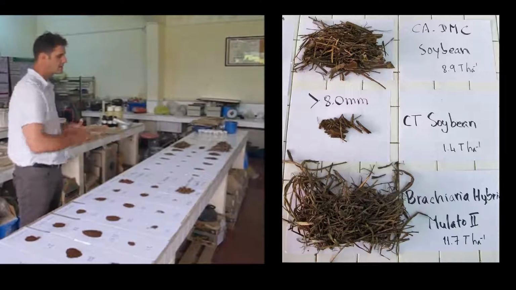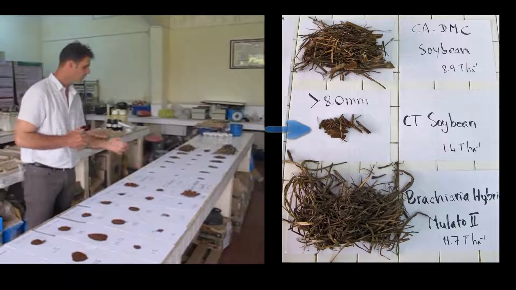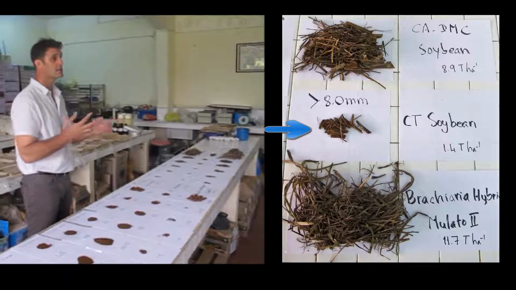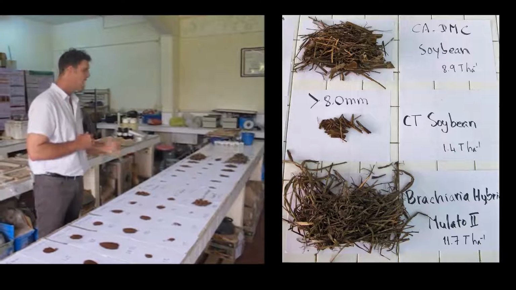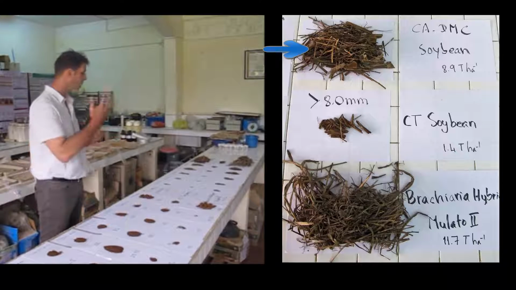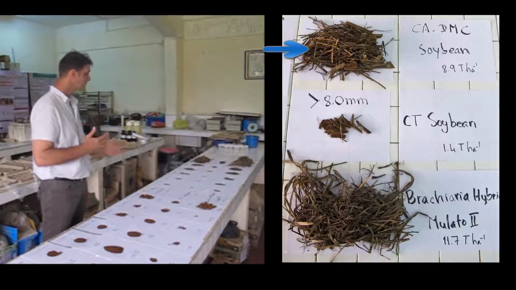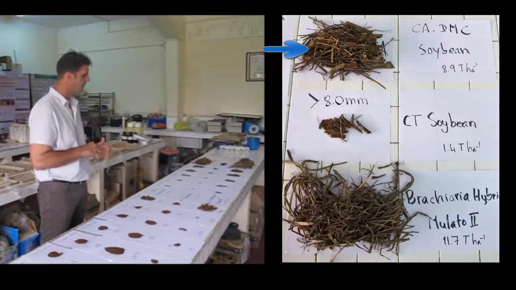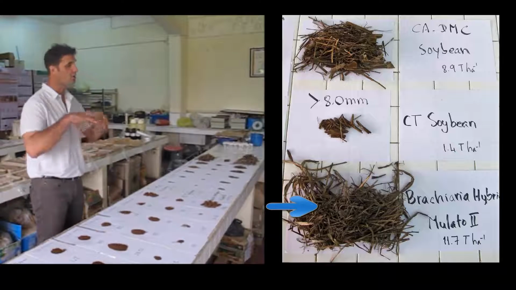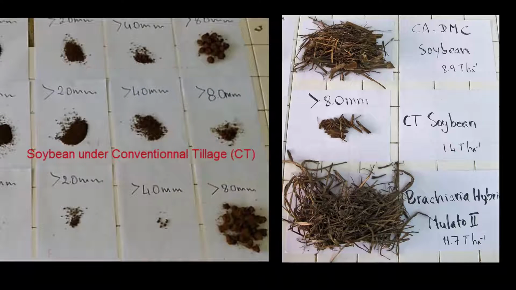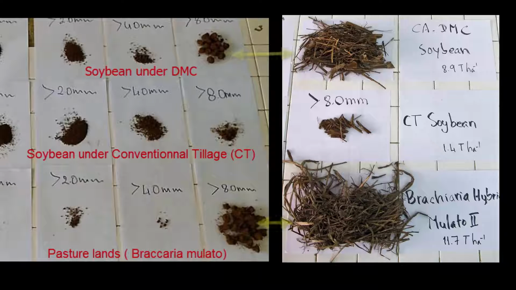So, obviously we have a very contrasted difference in terms of biomass on the topsoil between the two cropping systems and the pasture land. For the monocropping of soybean, we have a very small quantity of residue on the topsoil, less than 2 tons per hectare of dry matter. We have about 9 tons of above ground biomass residue on the topsoil for the CA-DMC system, and for the pasture land around 12 tons of residue. So the quantity and the quality obviously will have a strong impact on the soil physical property.